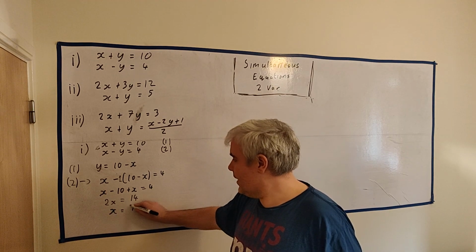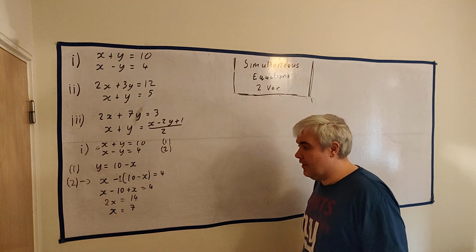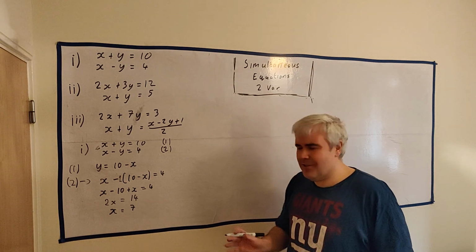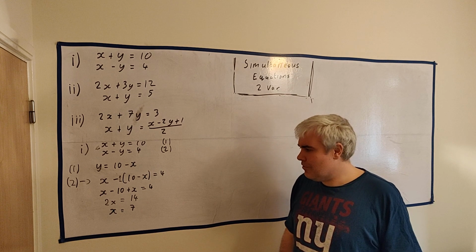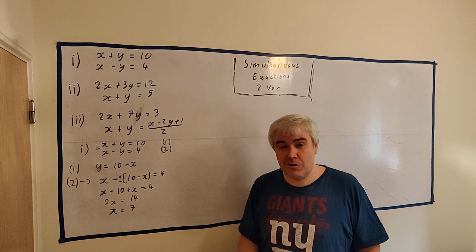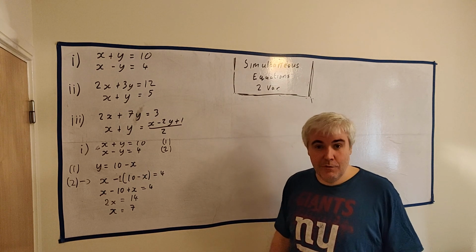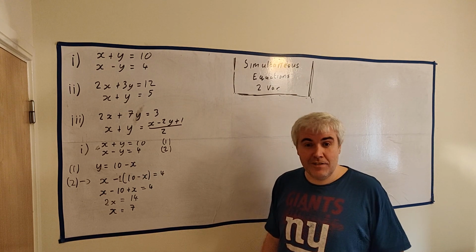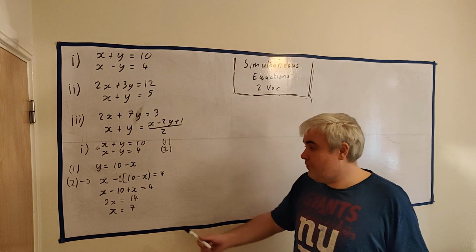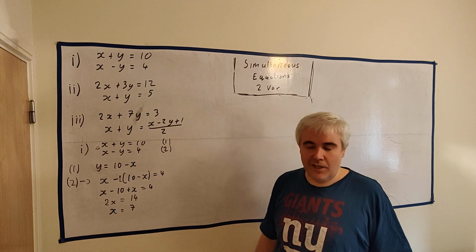X is equal to 7. Divide both sides by 2. We're not finished. Please do not finish the question like that. So many students do that, and if it was an exam, they're throwing away marks. If it was real life and you wanted information, well, you haven't got it. You haven't got enough. Actually, in real life, you might have only wanted x, so you could stop.